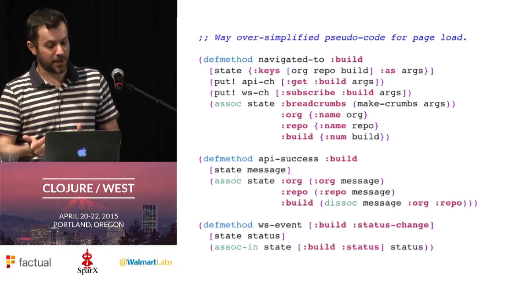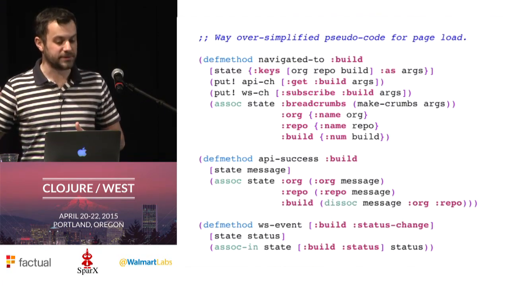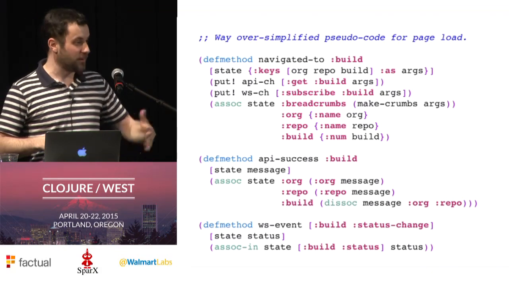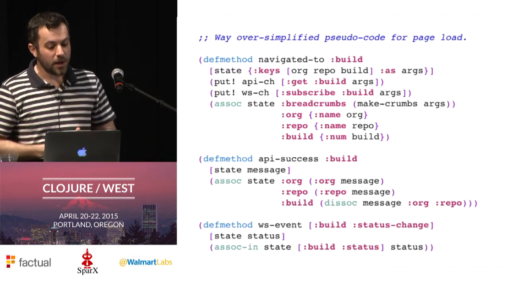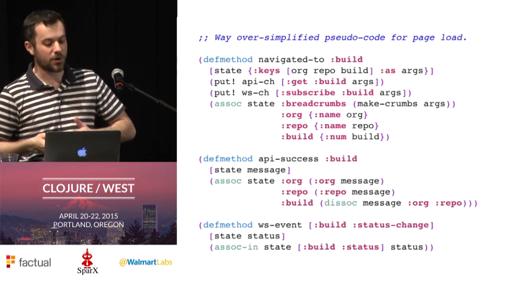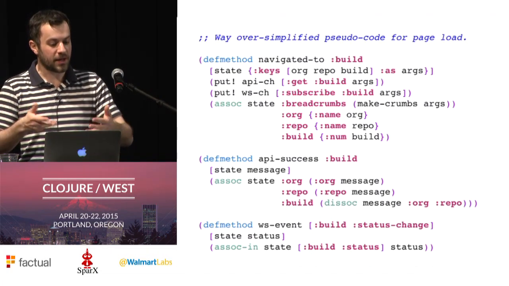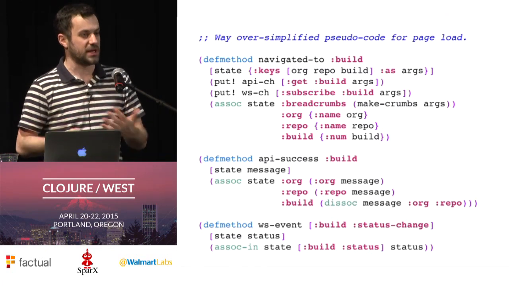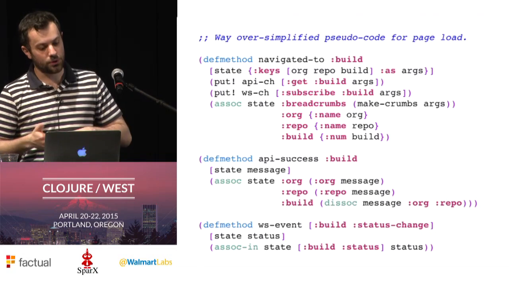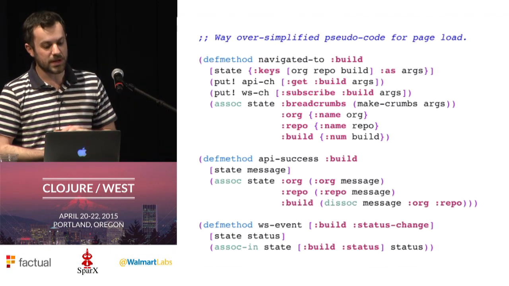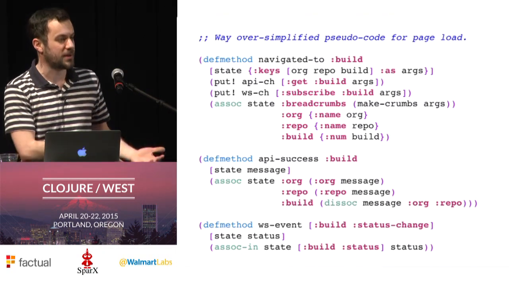When you navigate to the build page, you put a message on the API channel, say, go get the build data. You subscribe to the build updates channel. That's a server-side push notification channel. And then you set some optimistic state, like the breadcrumbs. You set some ID values for the as-yet-unqueried information, like the current organization or repository from GitHub that the build is coming from. And then in the API controller, when an event comes back in on that queue, you say, okay, we downloaded the build data, so now we associate that in the key places, replacing the temporary data that was there.